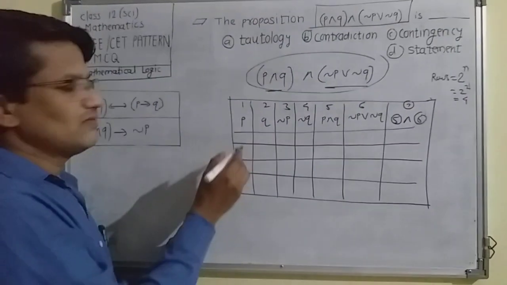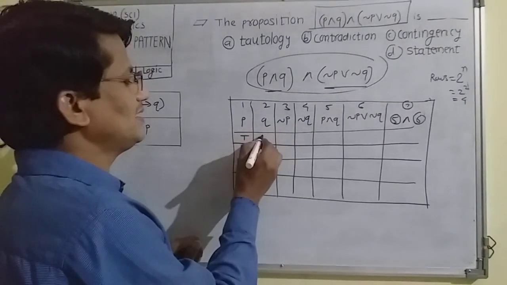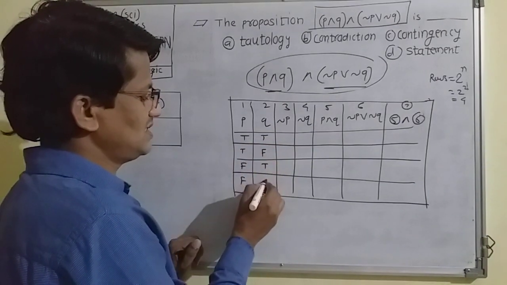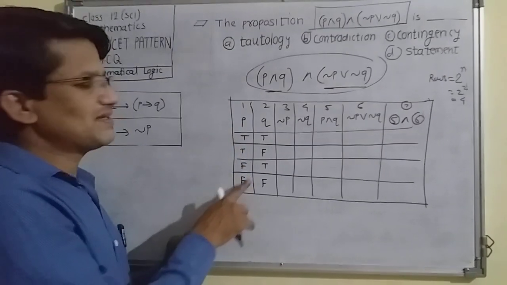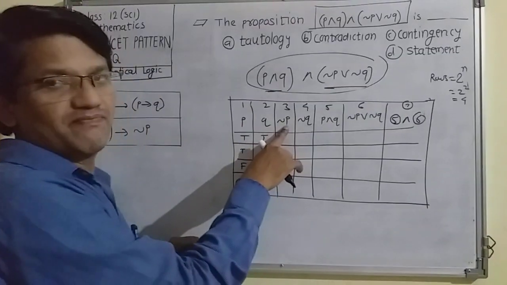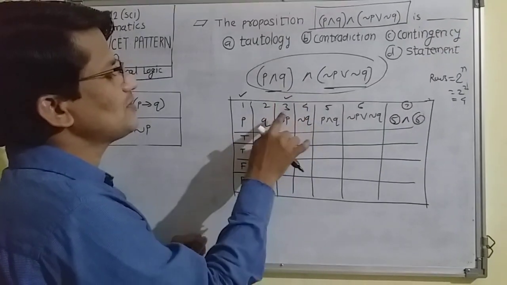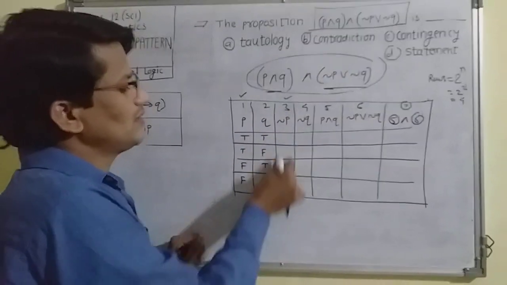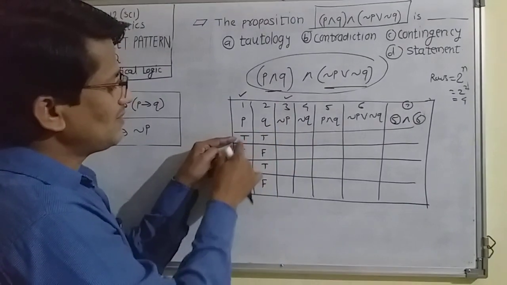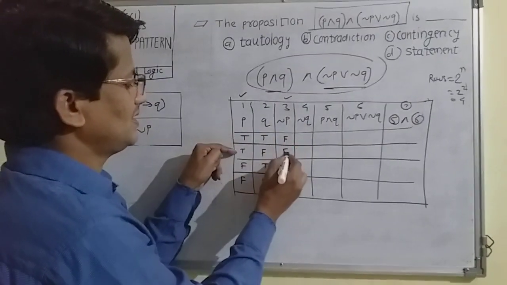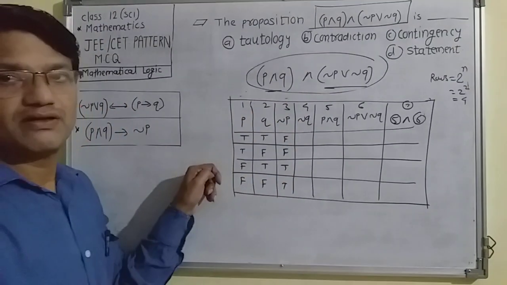In the first entry, we write double T, double F. In the second entry, TF, TF. So P starts with double T, double F, after that TF, TF. Here is P, and here negation P is column 3. For negation P, we observe column 1: instead of double T it is double F, and instead of double F it is double T. This is about vertical column 3.